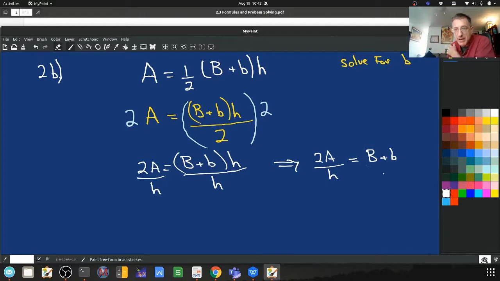And now it's simple. Remember, I want to get b, small b, lowercase b by itself. And now it's just trivial. I have 2a divided by h. I'm just going to subtract large B from both sides. Minus B is equal to small b. And that's it. That's one answer.